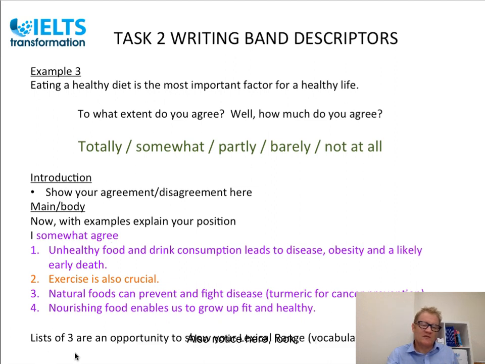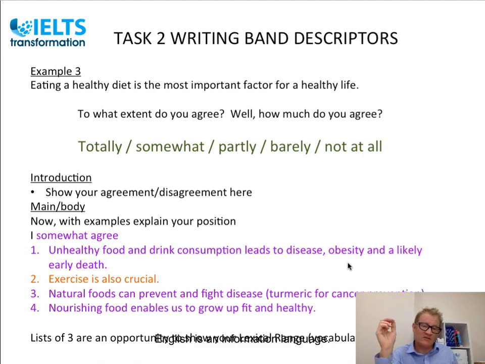Also notice here, look, lists of 3 are an opportunity to show your lexical range, your vocabulary. So look, unhealthy food and drink consumption leads to disease, obesity, and a likely early death. Lots of information. Lists of 3 are good. They give us a more precise idea of what you think, so your position is clearer. You're showing better vocabulary. So do that.